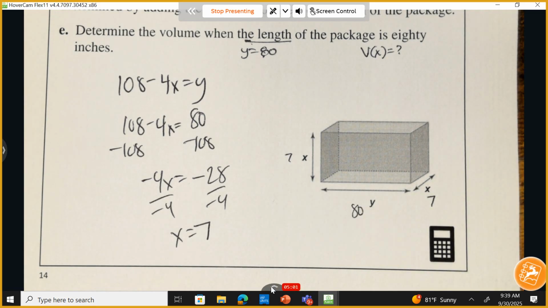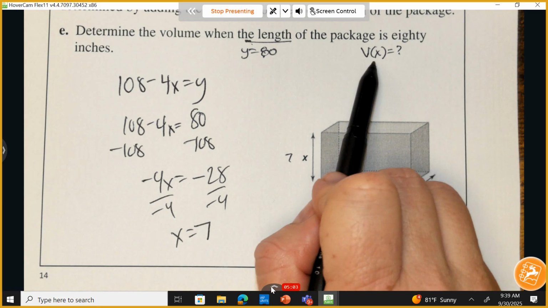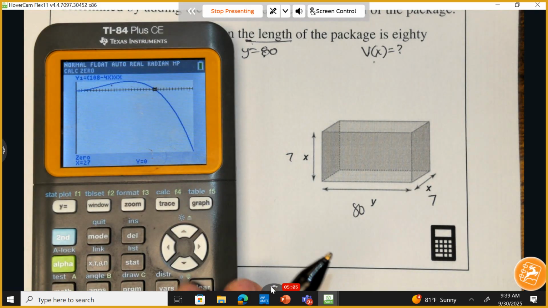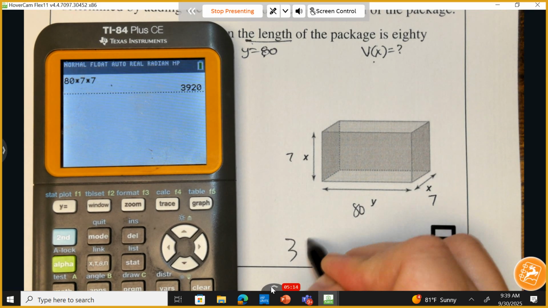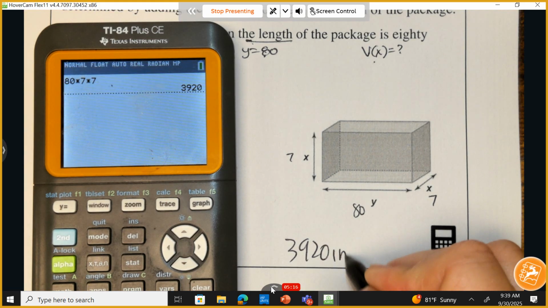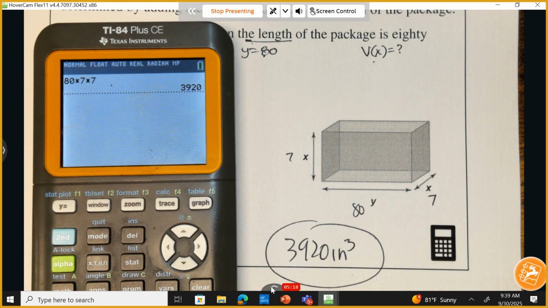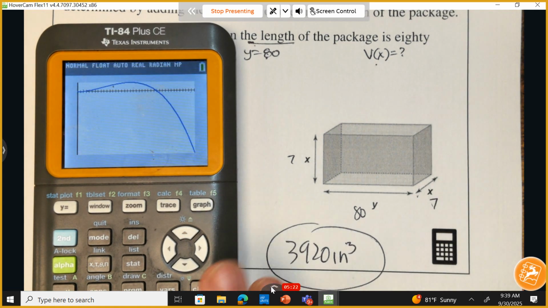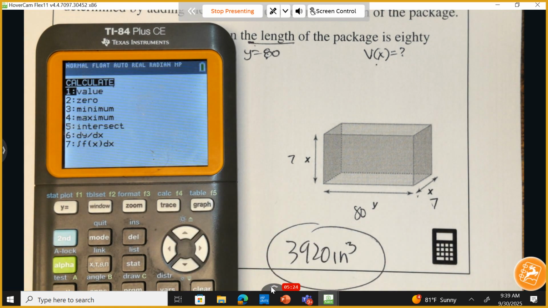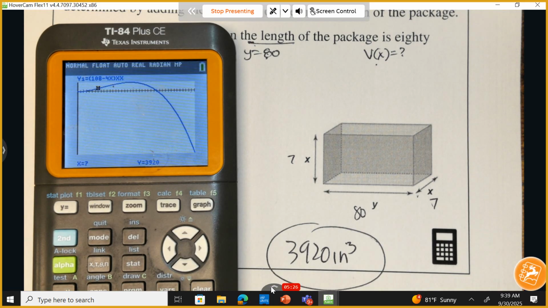Now, I want to go over two different ways that you can identify what the volume is. Some of you may go, okay, well, I know that volume is length times width times height, and we can multiply those in any order to achieve the answer. And so we have 39,200, again, this is inches cubed for the volume. That would be fine. Others go, okay, I know when x equals 7, I can use this graph and go second calculate value, type in 7, and we get the exact same answer.